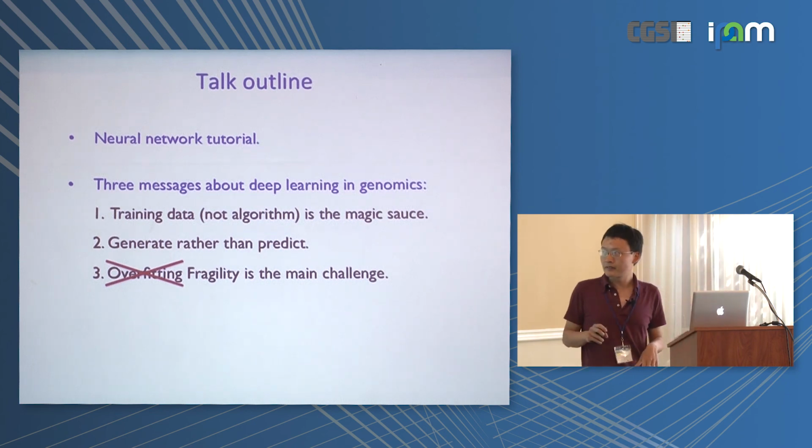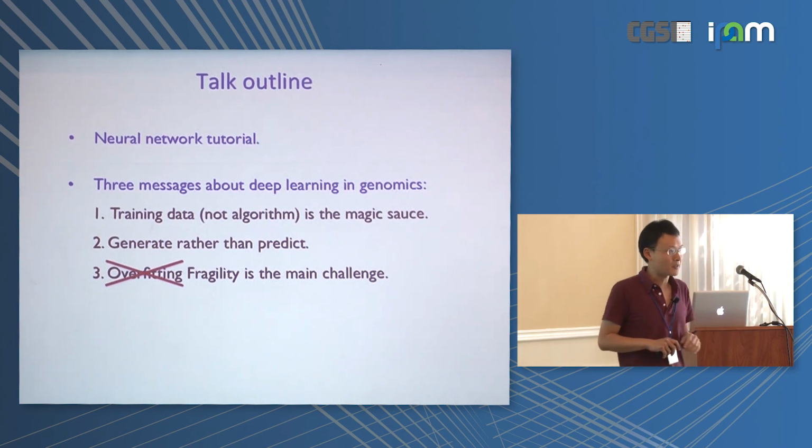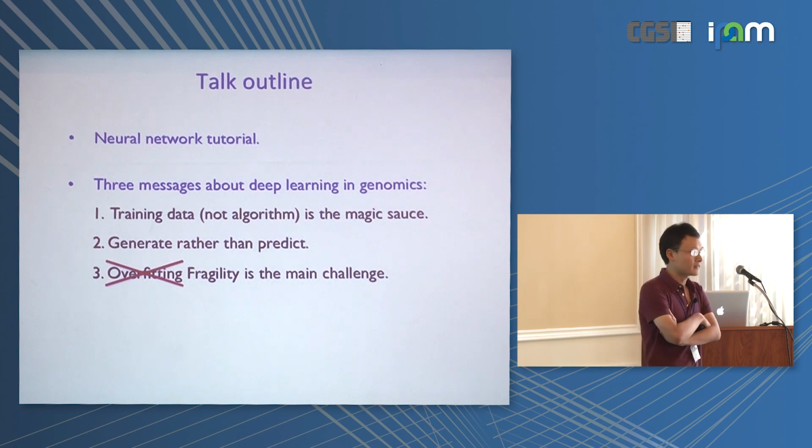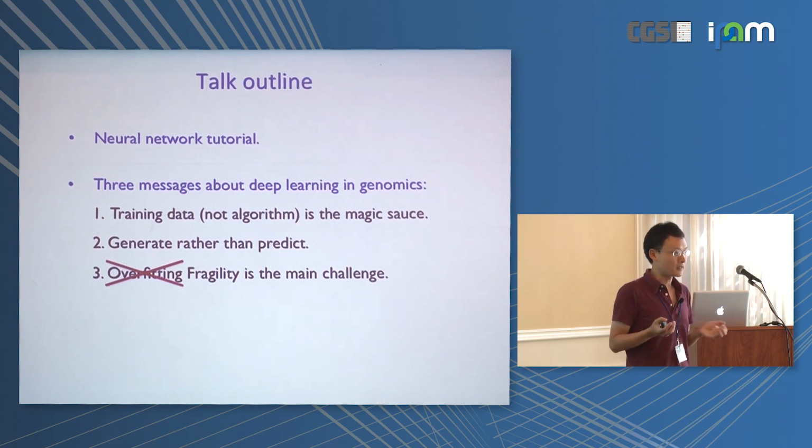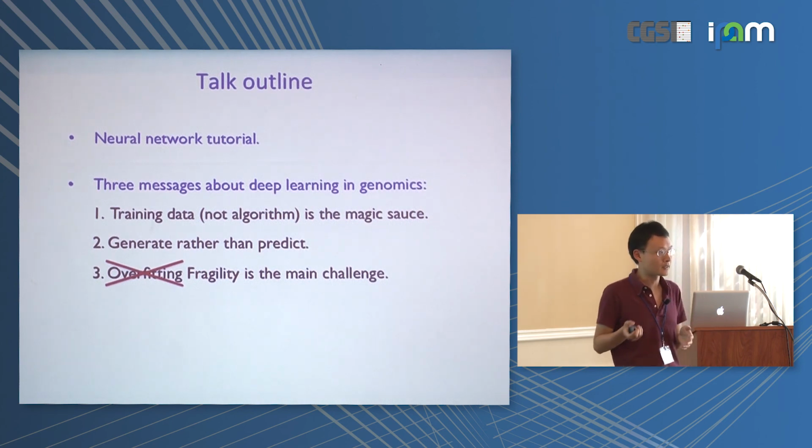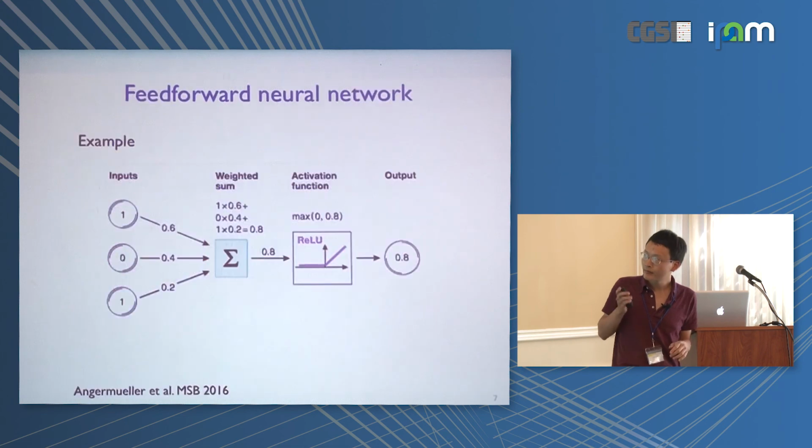The third message, which is a little more provocative, is that everybody is thinking about overfitting with respect to these neural networks. You have big networks with hundreds of millions of parameters, so overfitting should be a very big problem. What I want to convey is that overfitting is actually not the main problem. It's basically a solved problem for these neural networks. But the main bottleneck is what we call the fragility of these networks, and I'll define precisely what fragility means.